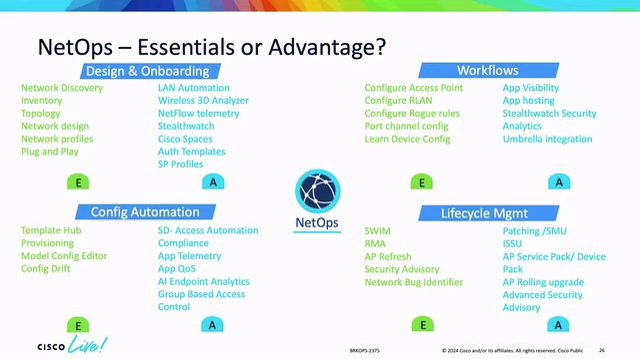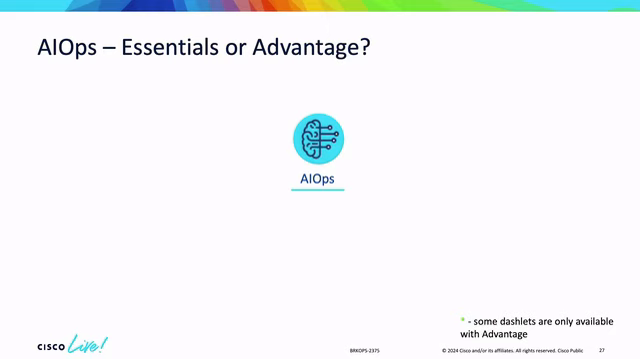If you wish to host an application on your Catalyst 9K, you will need Advantage. In order for you to reap the benefits of Umbrella integration, or if you want to use StealthWatch integration, you will need Advantage. Now, this is on the NetOps front.